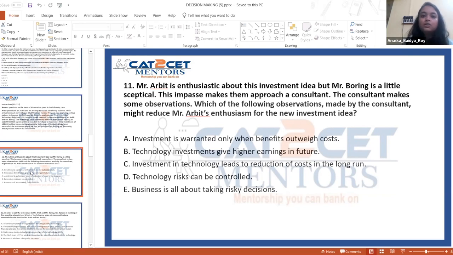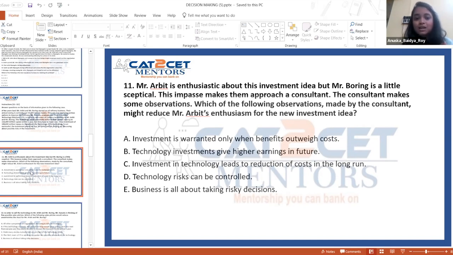D, technology risks can be controlled. Again, it is supporting A, right? I can control technology risks. So that's a good thing for me. I should invest in technology then, because I can control the risks. What do I have to fear? E, business is all about taking risky decisions. Again, an outright irrelevant option. Okay. Option E, eliminate at first go.